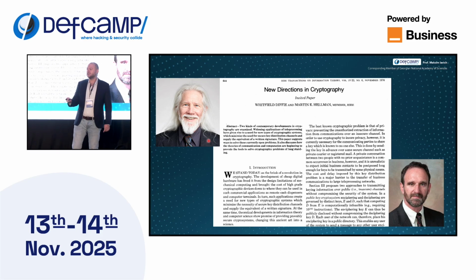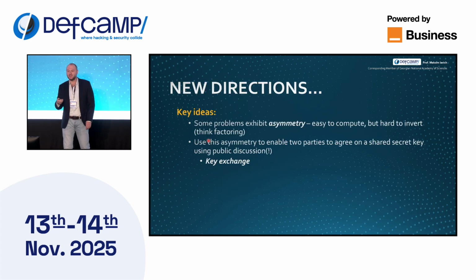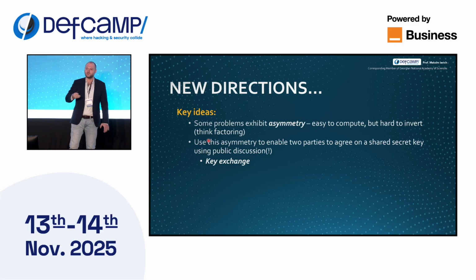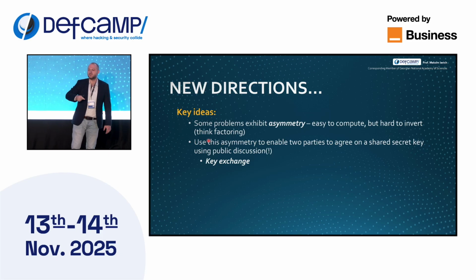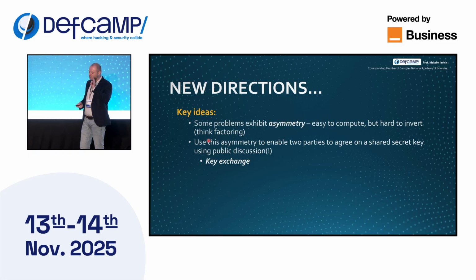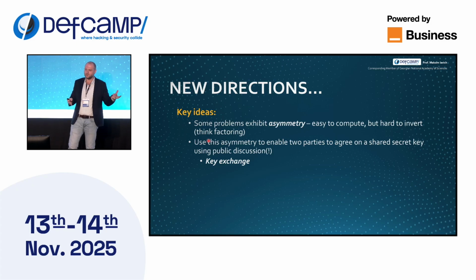And they created a new direction, so-called asymmetric cryptography. The key idea of asymmetric cryptography is that there are problems that are easy to compute but complicated to invert. So it's easy to encrypt and complicated to decrypt without the key. Soon you will see why it's called asymmetric. Intuitively, of course, we have two keys, one for encryption and another for decryption, so no symmetry anymore.